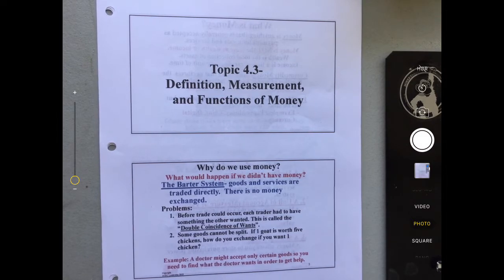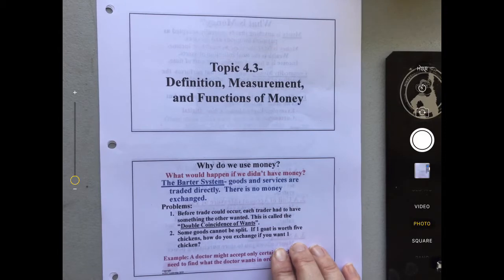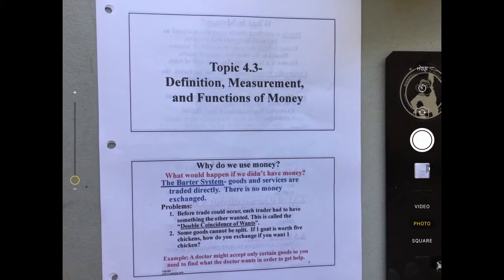Also, some goods cannot be split. If a goat is commonly worth 5 chickens, well, how do you exchange it if you want only 1 chicken? It's hard to cut the goat into fifths. So bartering caused some problems. It just seems a lot harder than having a form of money that is acceptable for everything and everyone knows, okay, this is how much I'm willing to pay a babysitter. There's a going rate to pay a babysitter. There's a going rate to pay a tutor and things like that.